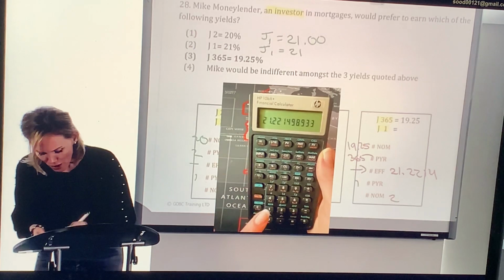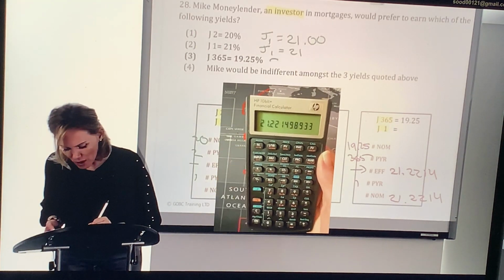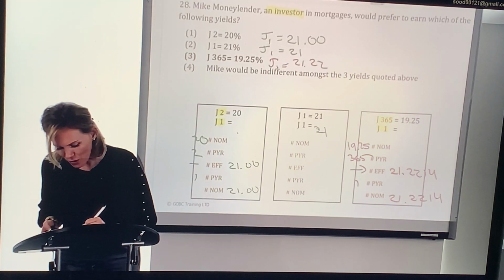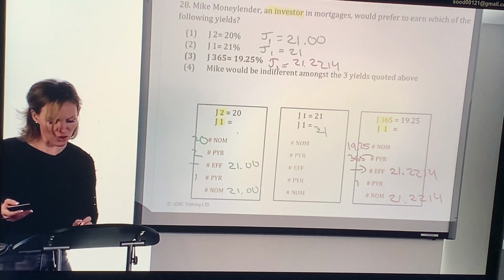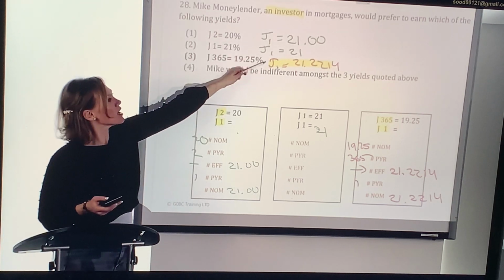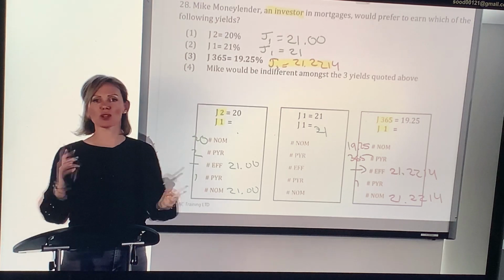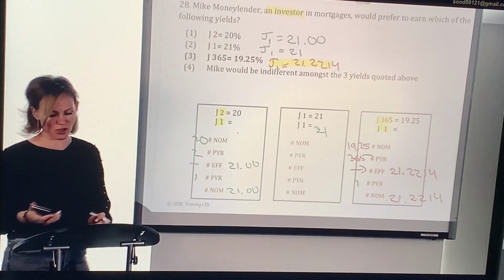So I know, right? The last one actually is the highest one because it came up as 21.2214. So it's higher than all the other ones. For that reason, you would choose option number 3 as the answer, right? Because it's the highest out of all 3. So when you compare something, you want to make sure that you convert them all to J1s, and then you can see what's highest, what's the lowest one, okay? Always compare them by converting them to J1.